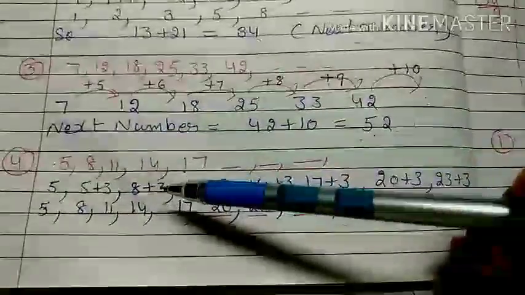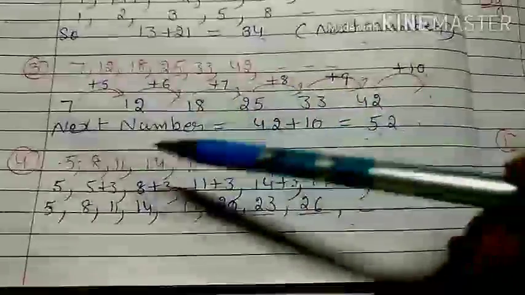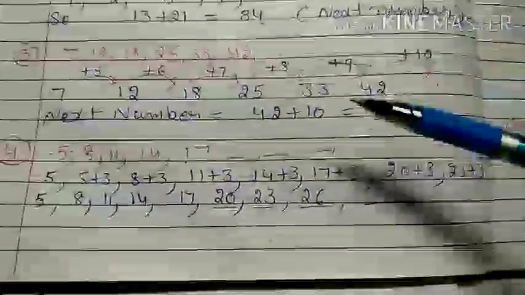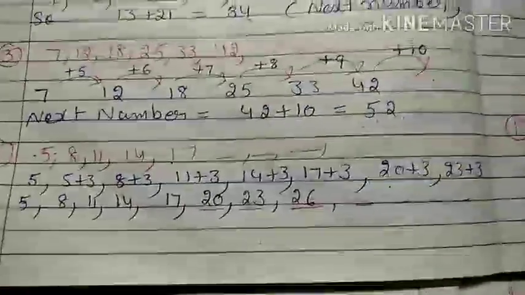Similarly 5, 8, 11, 14, 17. If you look at this, in all of this the pattern created is that 3 is added for the next number: 5 plus 3 is 8, 8 plus 3 is 11, 11 plus 3 is 14, 14 plus 3 is 17. Same way you have to identify the next number, you have to add 3.